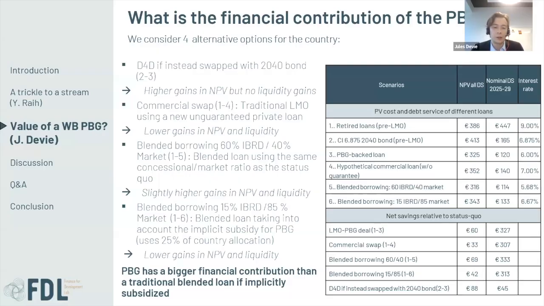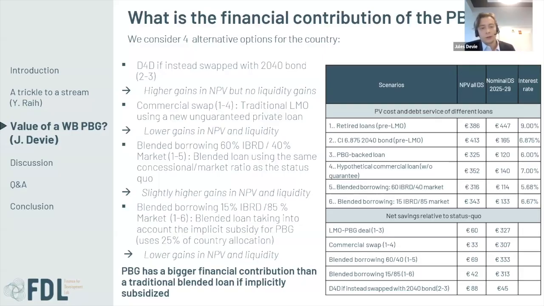Why do we take this scenario? It's very important. It's because, in a sense, guarantees, policy-based guarantees, are subsidized. And why do we say they're subsidized? We say they're subsidized because they only eat up 25% of the country's allocation. So they incentivize countries to use them, as they only eat up 25% of their country allocation. So the counterfactual becomes not a 60% concessional loan, but 25% of those 60%. That's why we compare with this scenario with 15% EBRD and 85% coming from the market.